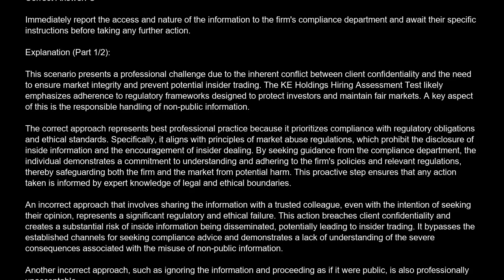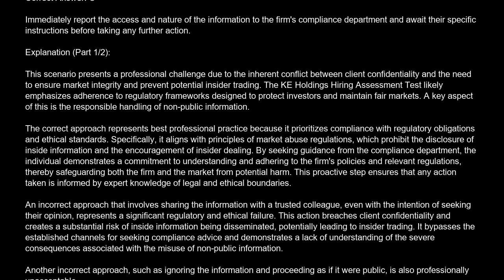Correct answer is C. Immediately report the access and nature of the information to the firm's compliance department and await their specific instructions before taking any further action. Explanation. This scenario presents a professional challenge due to the inherent conflict between client confidentiality and the need to ensure market integrity and prevent potential insider trading. The KE Holdings hiring assessment test likely emphasizes adherence to regulatory frameworks designed to protect investors and maintain fair markets. A key aspect of this is the responsible handling of non-public information. The correct approach represents best professional practice because it prioritizes compliance with regulatory obligations and ethical standards.